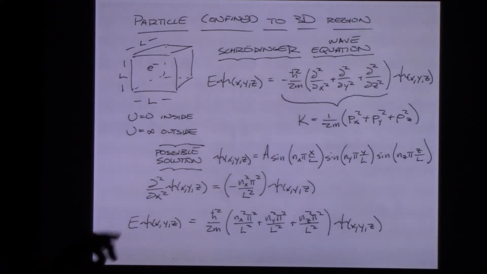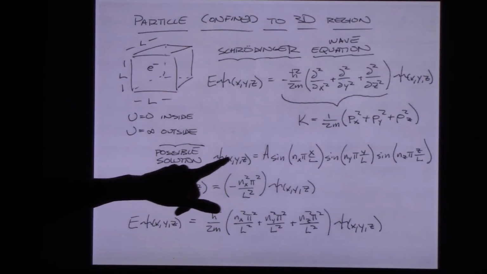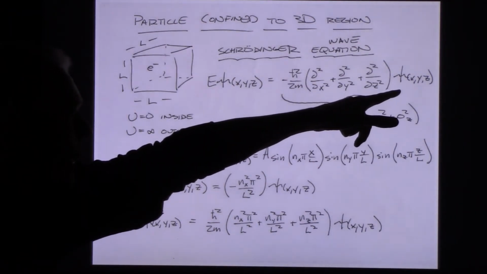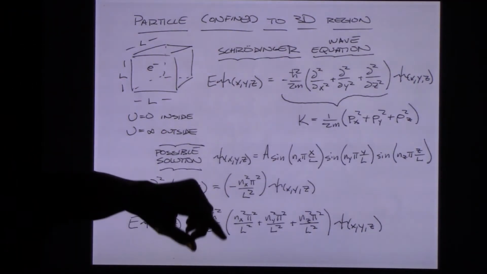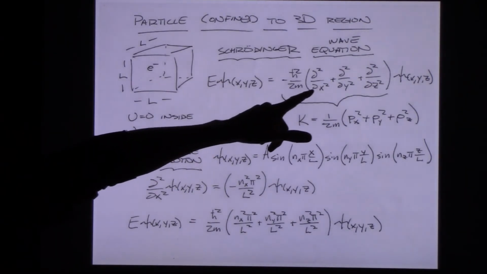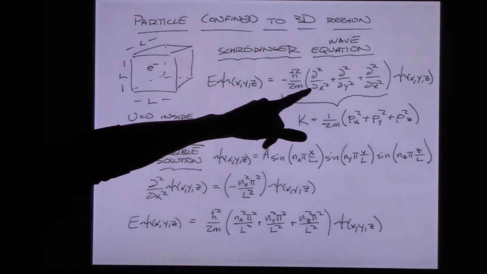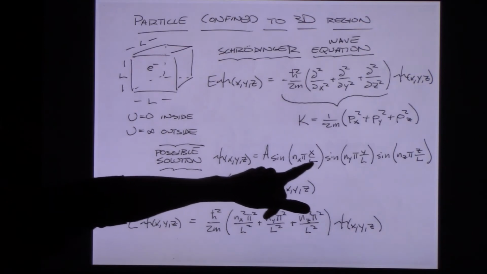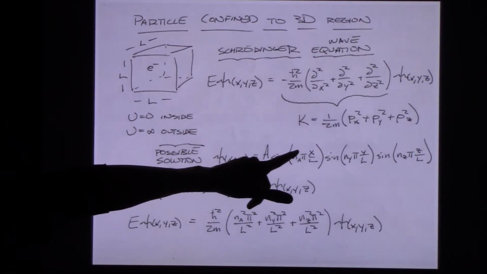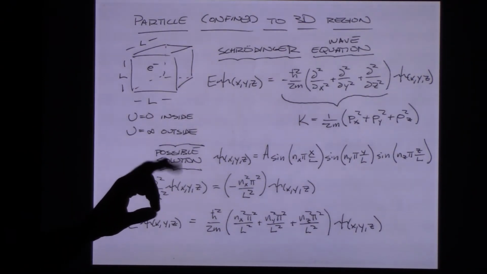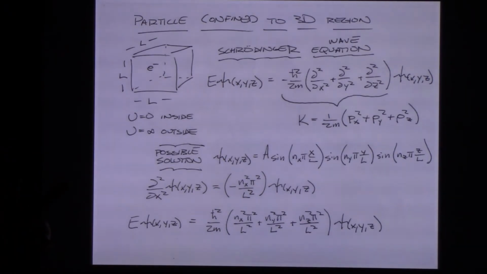Well, let's see if it works. So I'm going to take that wave function right there, this one, and plug it in right there. Now, what I need to do is take a series of second partial derivatives. So let me just see what happens with the second partial derivative with respect to x of that wave function. The x dependence is only in one place, so I will factor out nx pi over L two times because I'm going to take second derivatives.